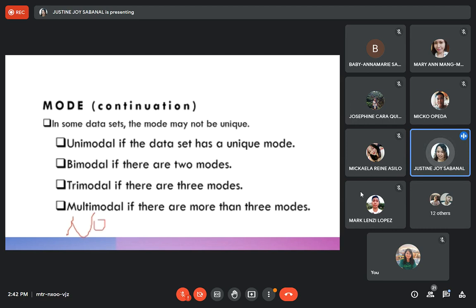So, kina-classify naman po natin ang isang dataset na no mode pag yung mga information ay walang magkakaparehas. O kaya naman, may magkakatulad nga, tapos yung dami ng beses na nag-occur sila sa dataset ay iisa rin lang ang bilang. Kumbaga, sila ay lahat tigtatatlo. Pag ganun po, no mode ang classification. So, now, ito po yung ating illustration.